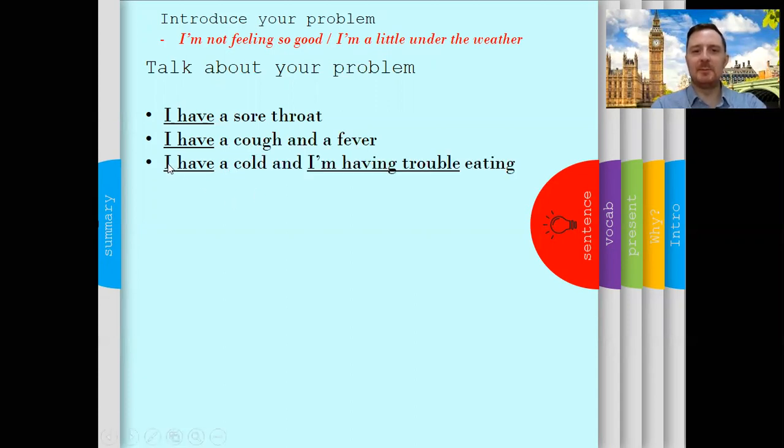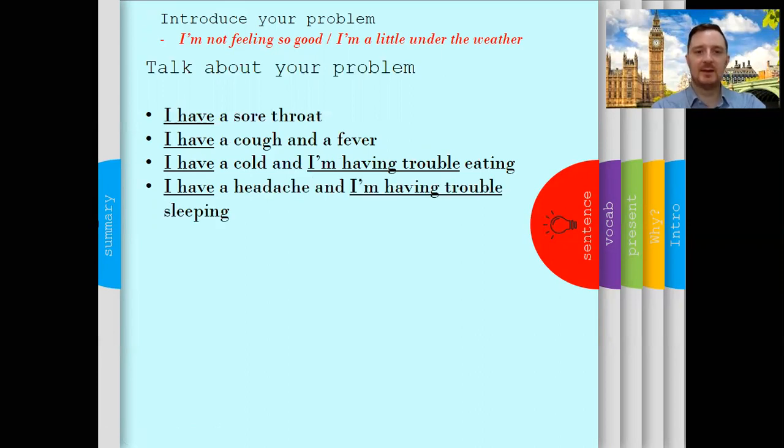And here is an example of when we use the two structures together. So this is the best way to use this, okay? The best way to talk about your health problem like a native English speaker. I have a cold and I'm having trouble eating. You can see we have the two structures in the same sentence. I have plus I'm having, verb ing.